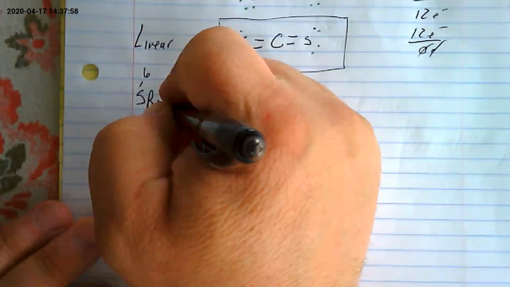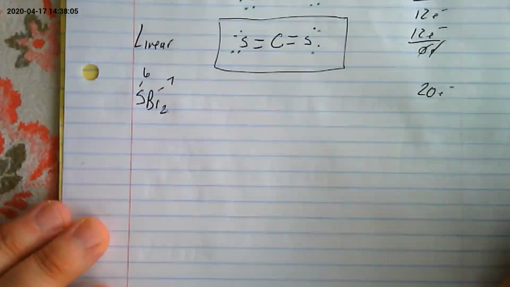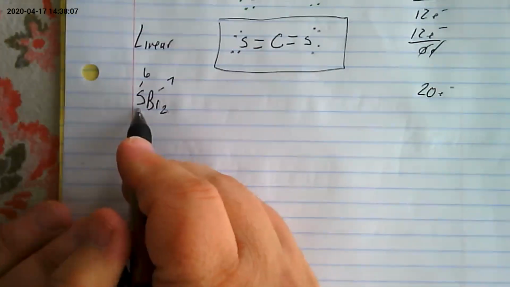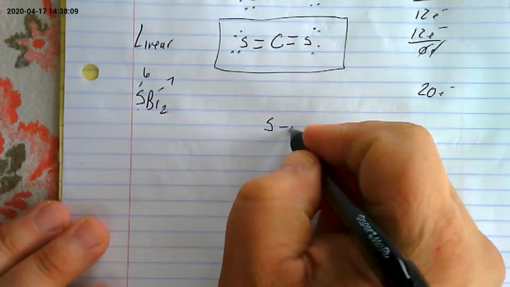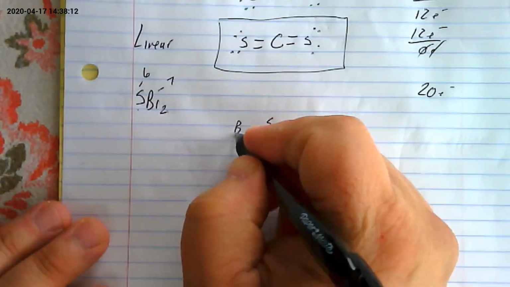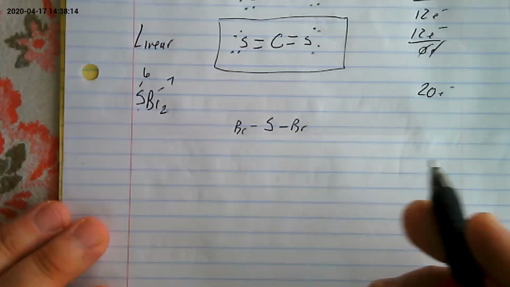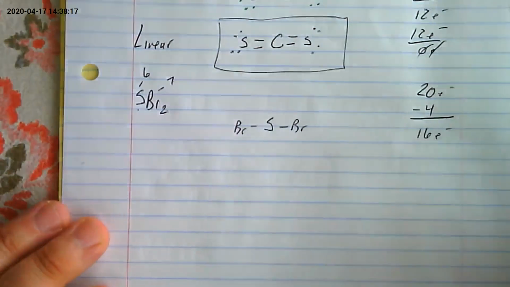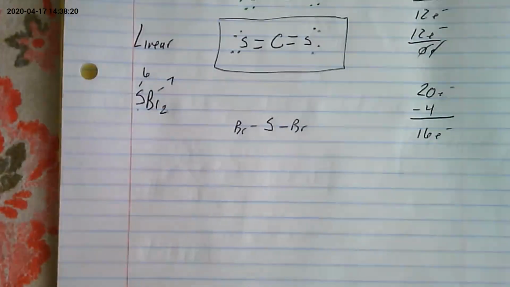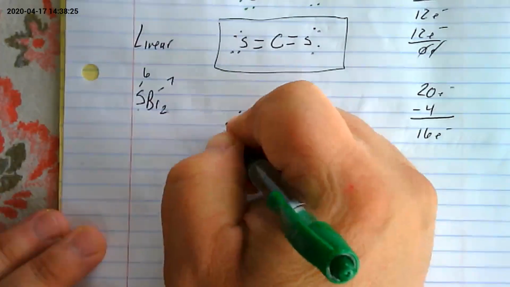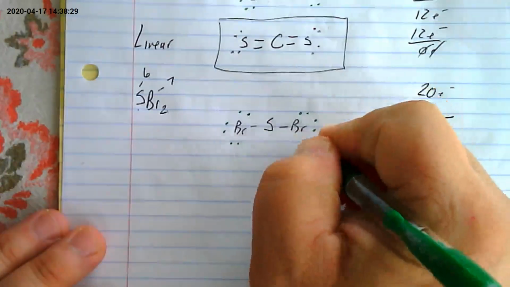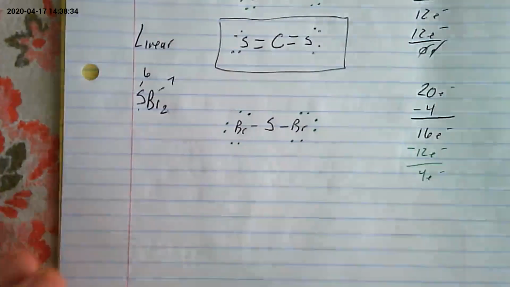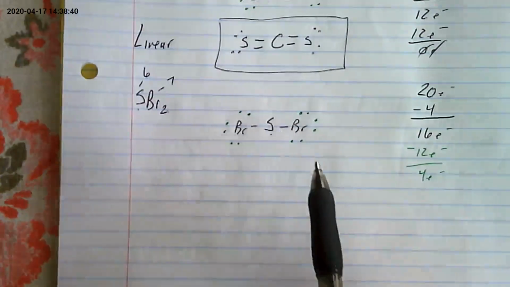SBr2, sulfur dibromide. With sulfur dibromide, we have to make sure that we are using the rules we talked about with water, when you have electrons that are in a bond versus electrons that are not in a bond. First, let's make sure we count valence electrons. Sulfur has 6, bromine has 7, and you have 2 of them.